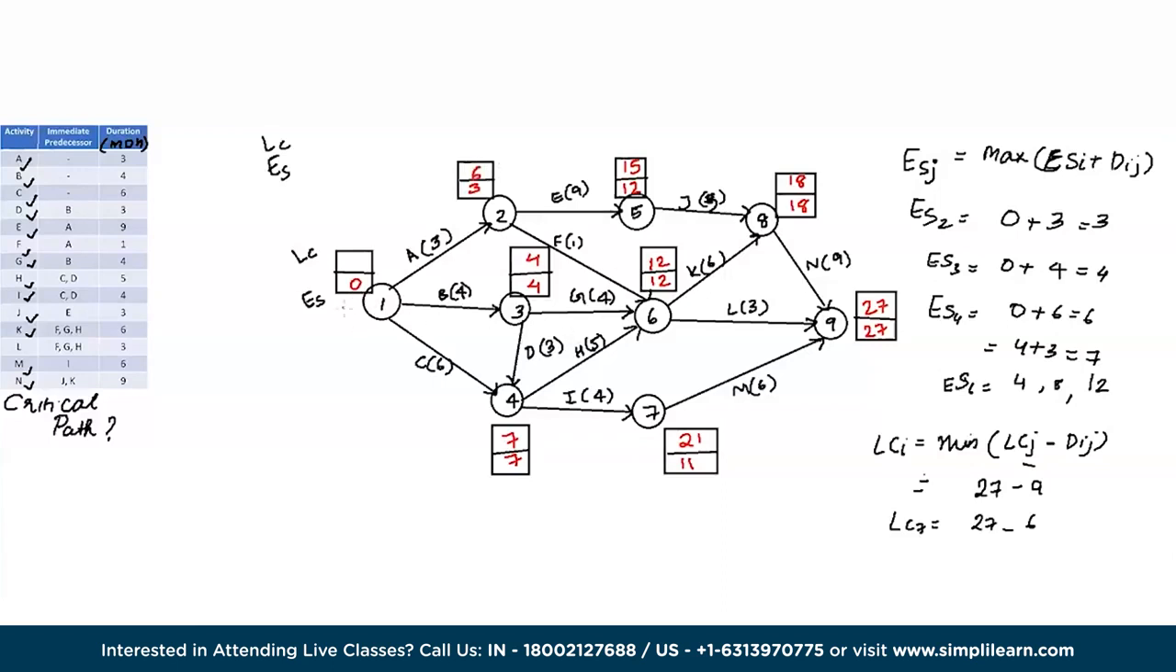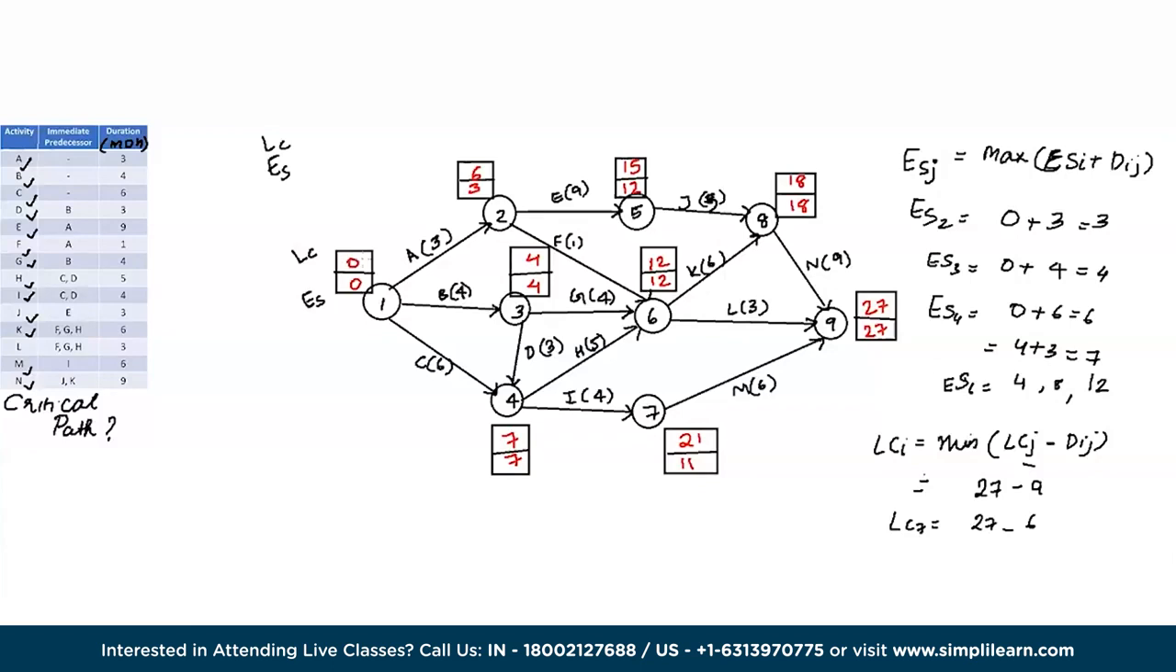And finally, we've come to node number 1. So here, the final answer is either A, B, or C, which is node 2, 3, or 4. So for node 2, we have 6 minus 3, which is 3. For node 3, we have 4 minus 4, which is 0. And for node 4, we have 7 minus 6, which is 1. Clearly, we have a winner, which is node number 3. So let's write the latest completion time. It's 0. And there we go, the backward pass is now complete.